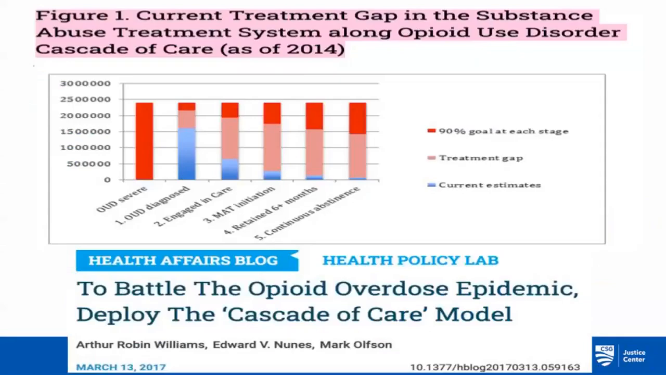So recently, because of the opioid epidemic, there has been an effort to really begin to think about using the Cascade as a way of looking at our substance abuse treatment system. So some pretty smart people, Arthur Williams, Ed Nunez, and Mark Olson, all at Columbia, decided to use the National Household Survey on Drug Use from 2014 to identify what the cascade looks like for opioid disorder.